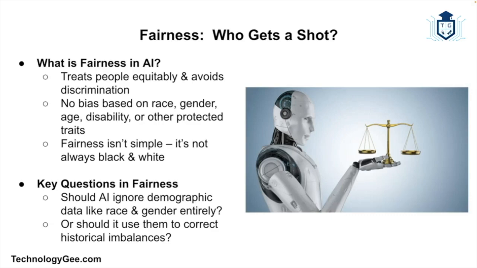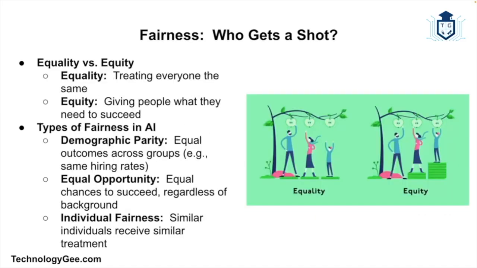So let's say you're building an AI to screen job candidates. You might ask questions like, should the AI ignore all demographic data like race and gender, or should it consider those factors to correct past imbalances? Now, there's a big difference between equality, which is treating everyone the same, and equity, which is giving people what they need to succeed. And then there are the types of fairness in AI.